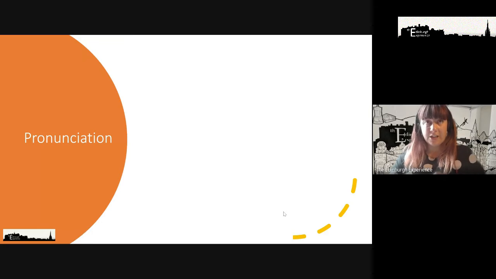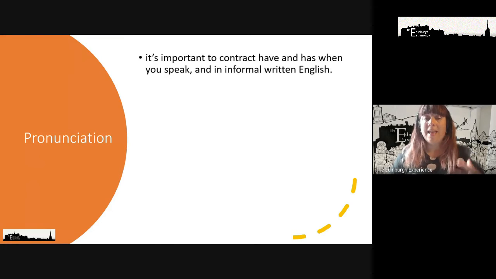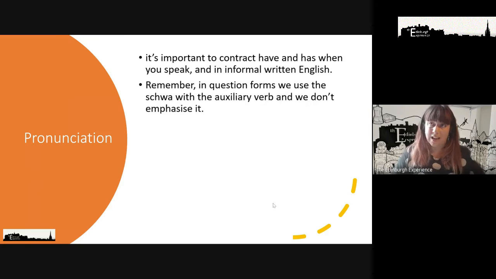Now, pronunciation, which is so important, yeah? It's really important here that you contract the auxiliary have and has when you're speaking, and also when you're writing in informal English, okay? Remember that using contractions is one of the best things that you can do to improve your listening skills, because L1 speakers of English always contract, yeah? It also makes you sound much more fluent too when you're speaking.